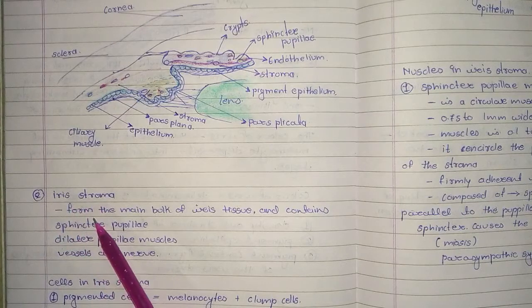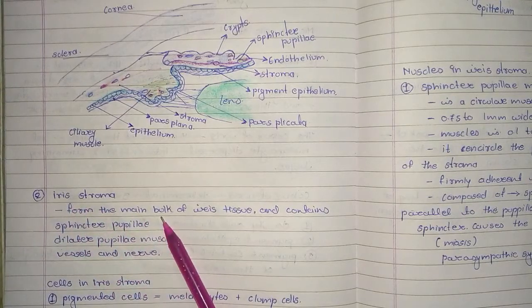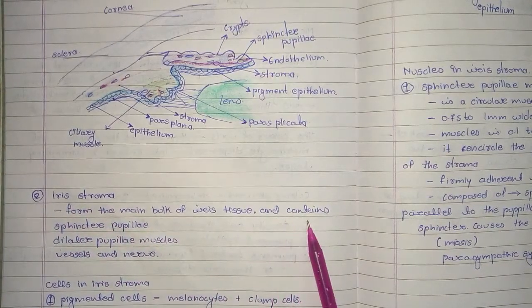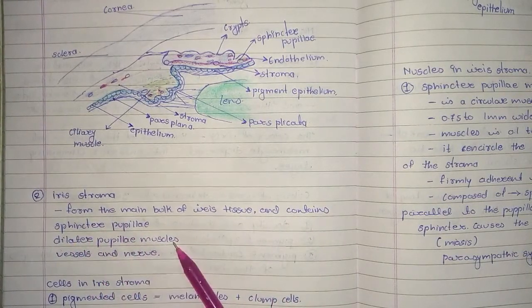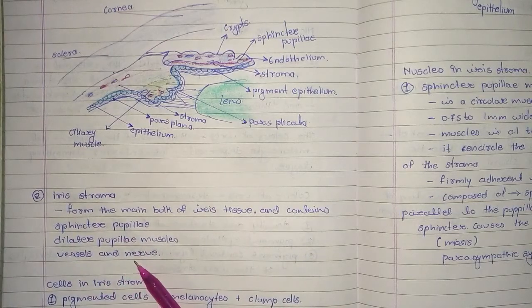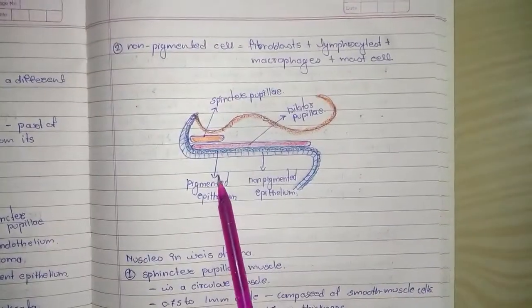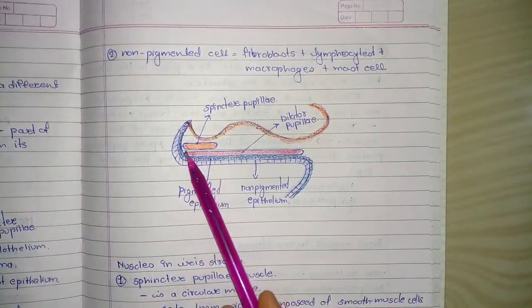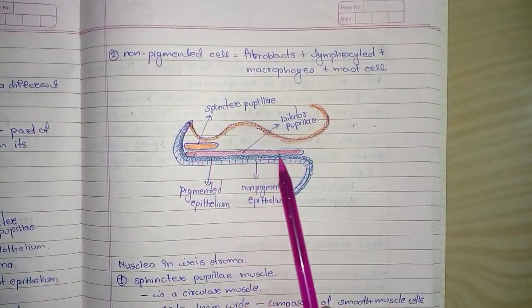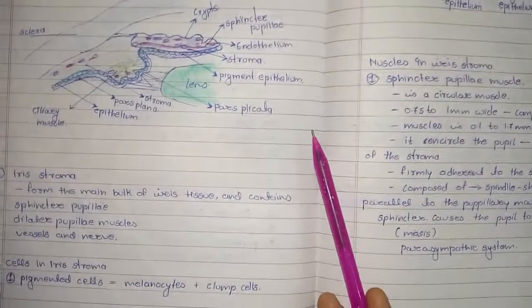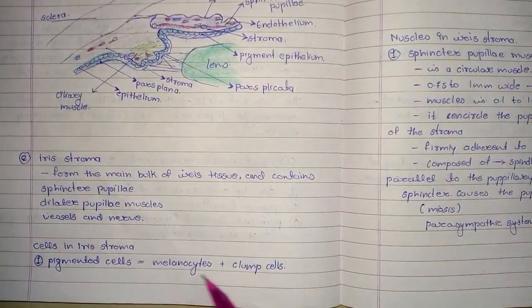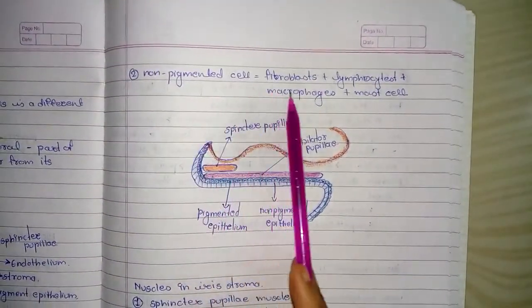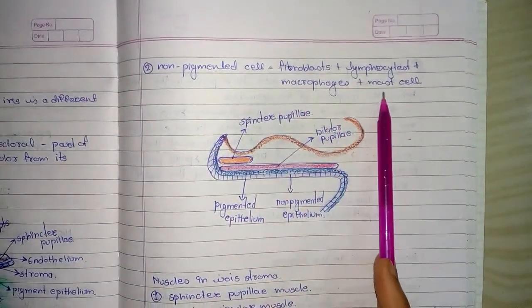The iris stroma forms the main bulk of iris tissue and contains the sphincter pupillae, dilator pupillae muscles, vessels, and nerves. In this diagram you can see the iris stroma, which contains the sphincter pupillae, dilator pupillae, vessels, and nerves. Now the cells in the iris stroma: pigmented cells, which contain melanocytes and clump cells, and non-pigmented cells, which contain fibroblasts, lymphocytes, macrophages, and mast cells.